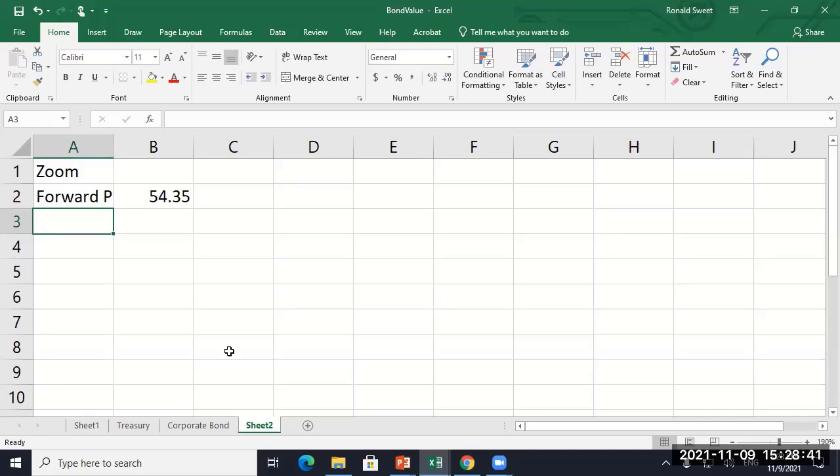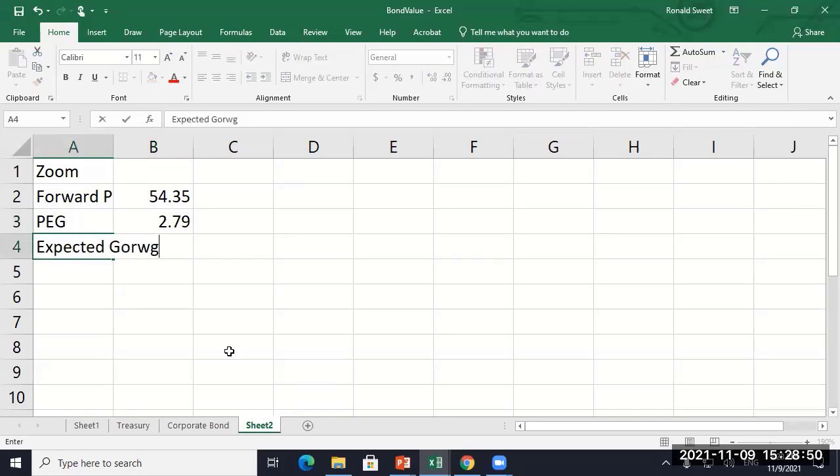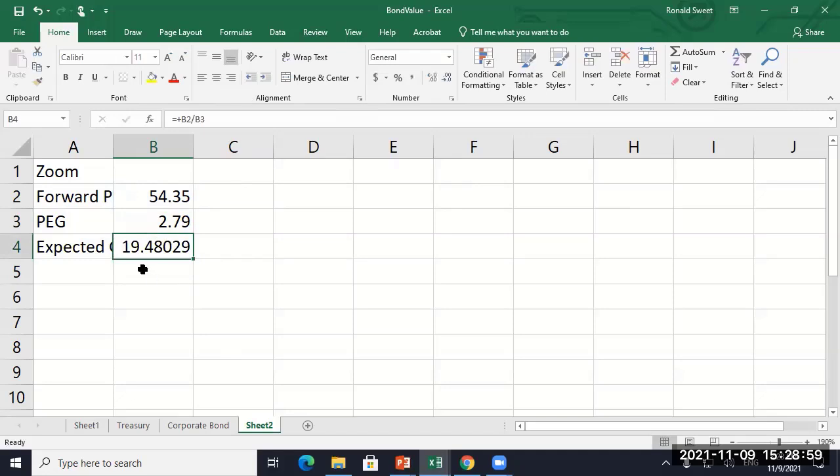The stock market's about 25 to 30 right now. Your PEG ratio was 2 something, right? 2.79. So expected growth is 54.35 divided by 2.79. And what is that? Is that 1900%? No, it's actually 19%.